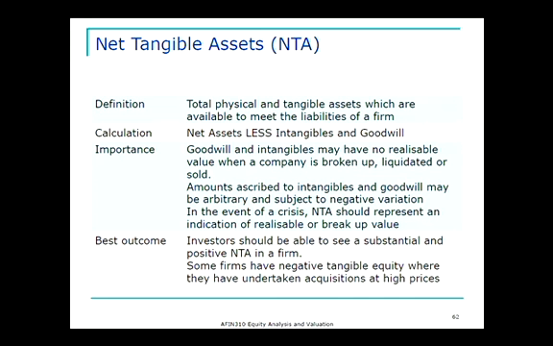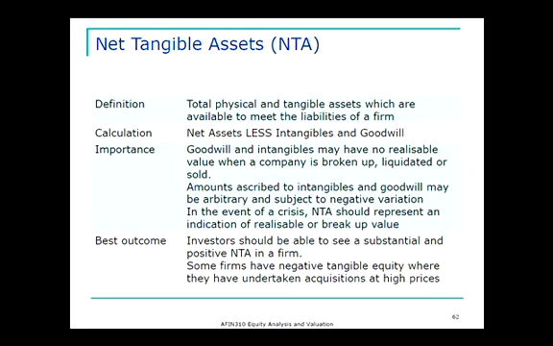Net tangible assets, or NTA, are the physical assets of a company which can be sold. We calculate NTA by subtracting intangibles such as goodwill and trademarks from net assets. Basically, we want to know what can be crystallised.